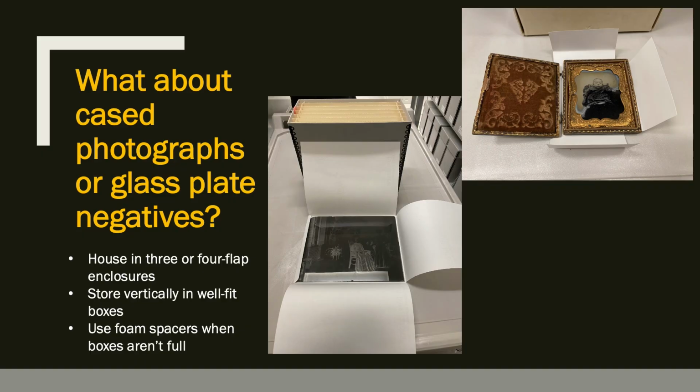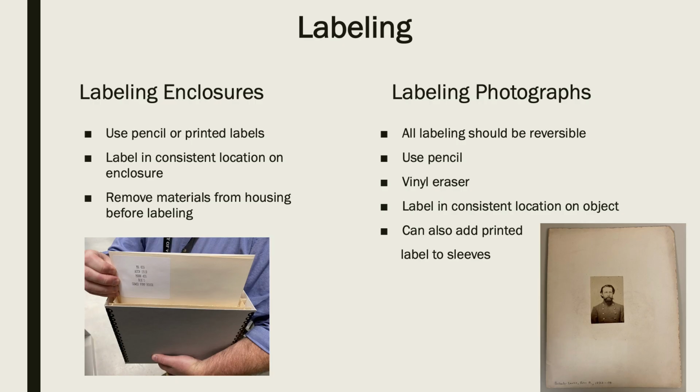What about case photographs or glass plate negatives? House in 3 or 4 flap enclosures, acid-free and lignin-free of course. Store vertically in well-fit boxes and use foam spacers when boxes aren't full. To label enclosures, use pencil or printed labels. Place label in a consistent location on the enclosure. Remove materials from housing before labeling so you don't leave any indentations or marks on the items.